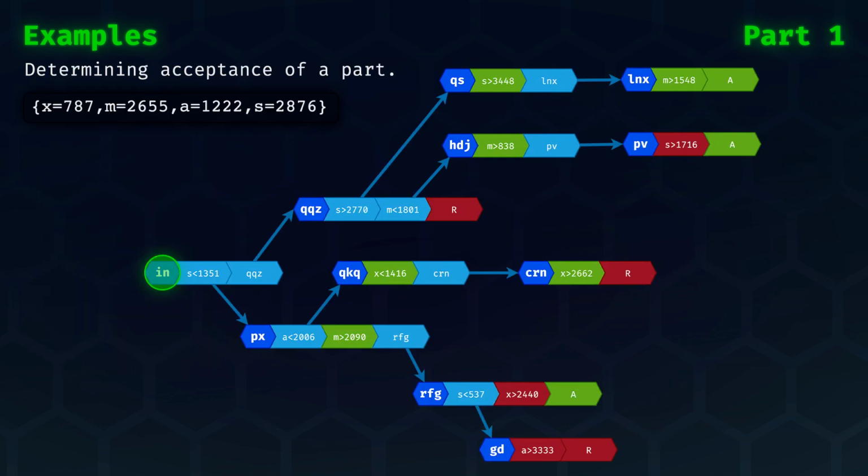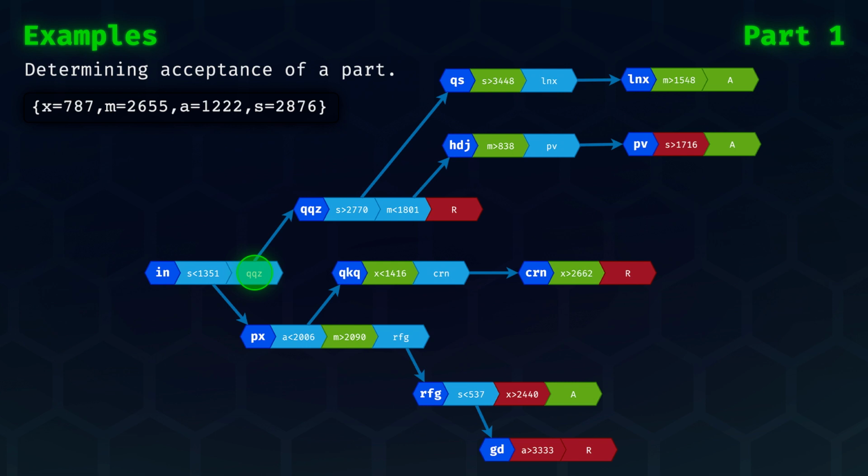Determining acceptance of a part then works as follows. You get a part from your input and we start at the workflow labeled in. Then we go to the first step in the workflow, which asks us to compare the S property of our part. If the statement evaluates to true, meaning that S of the part is smaller than the number in the step, then the part would be redirected to a different workflow. However, our part's S value is larger, so we go to the next step.